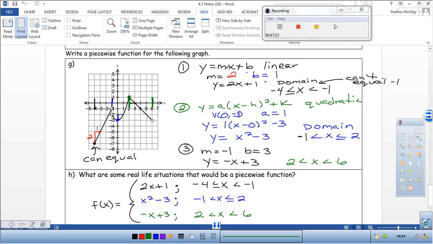Any questions? Okay, your homework is the last 2 pages of your packet. Numbers 1 through 12. It's numbered. Okay, you're graphing.